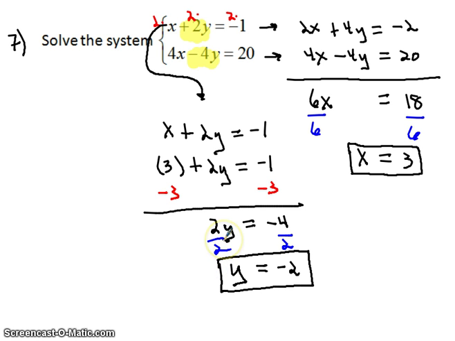So in the top equation, 3 plus 2 times -2 is equal to -1. Well, 2 times -2 is -4. 3 and -4 is -1, which is certainly true. I now need to check this in the second equation to make sure the math is also true.